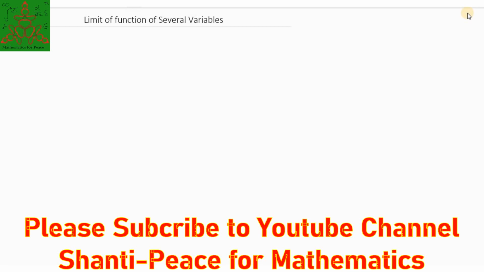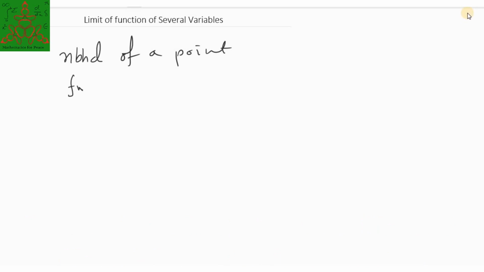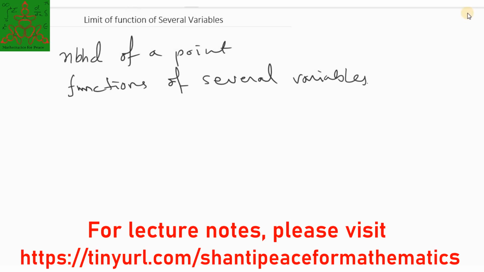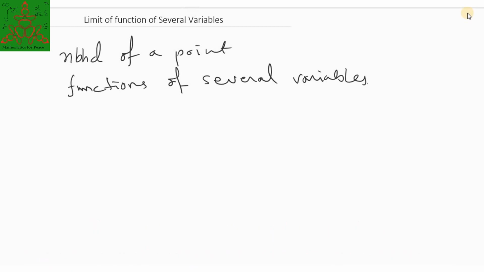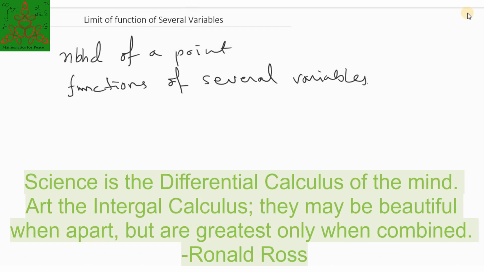In my previous video, we learned what the neighborhood of a point is, and we also talked about functions of several variables. With those two concepts, we'll define another thing called the limit of a function. Recall that for functions of one variable, the fundamental concept used again and again to define various other concepts like continuity, differentiability and integration is the limit of a function.